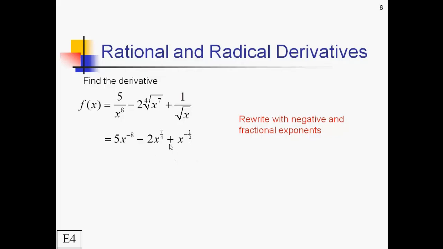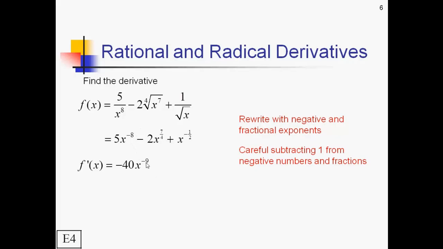Pause the video again and see if you can apply the power rule in each of these situations. All right, so going from left to right again, we're just multiplying exponent times coefficient, decreasing the exponent by 1. So negative 8 times 5, that would be negative 40. And then be careful now, subtracting 1 from negative numbers and also fractions. Remember, it's a little different than subtracting from positive whole numbers. Negative 8 minus 1 would give us negative 9. It should get more negative.